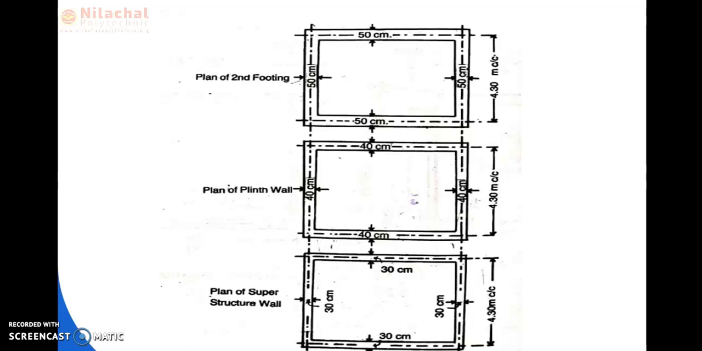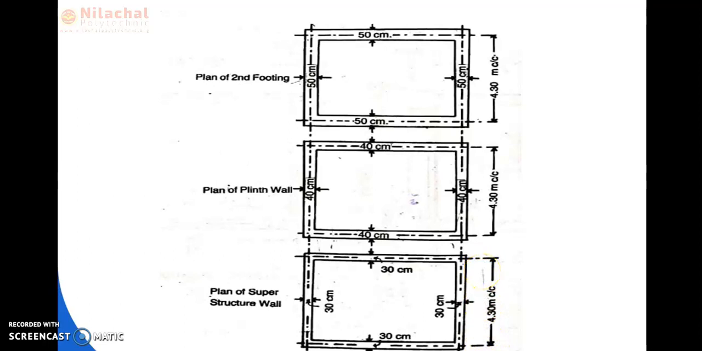Here is provided the plan of second footing. Second footing breadth is provided 50 cm, and the center to center distance will remain the same, 4.30 and 5.30 for long wall. Okay. And the next one is the plan of plinth wall. We know the plinth wall breadth is 40 cm, provided in the figure. Here also no change in the center to center distance. And the last one is the plan of superstructure, whose breadth is 30 cm, and the center to center distance provided is 4.30 meter.